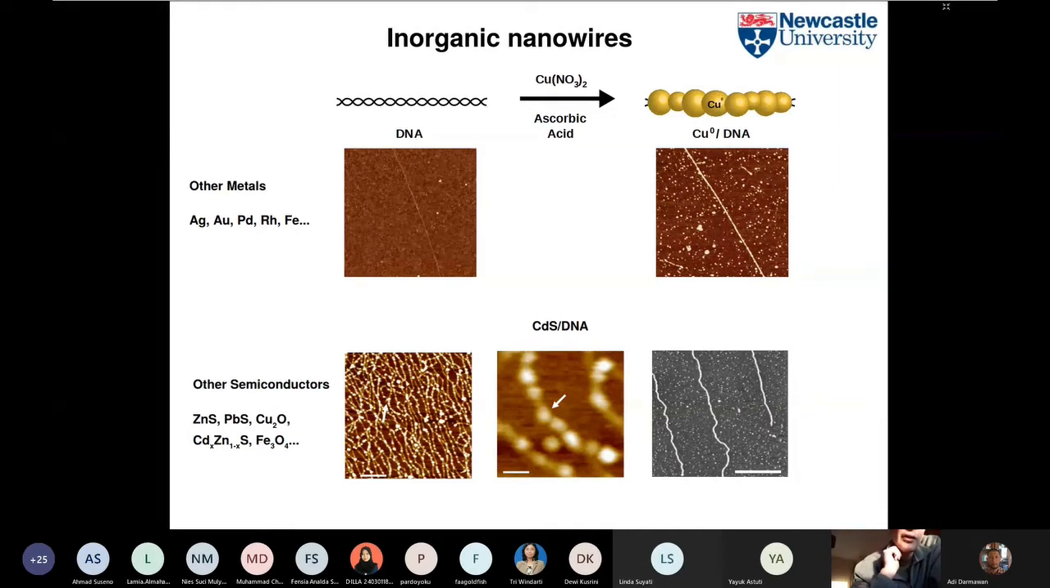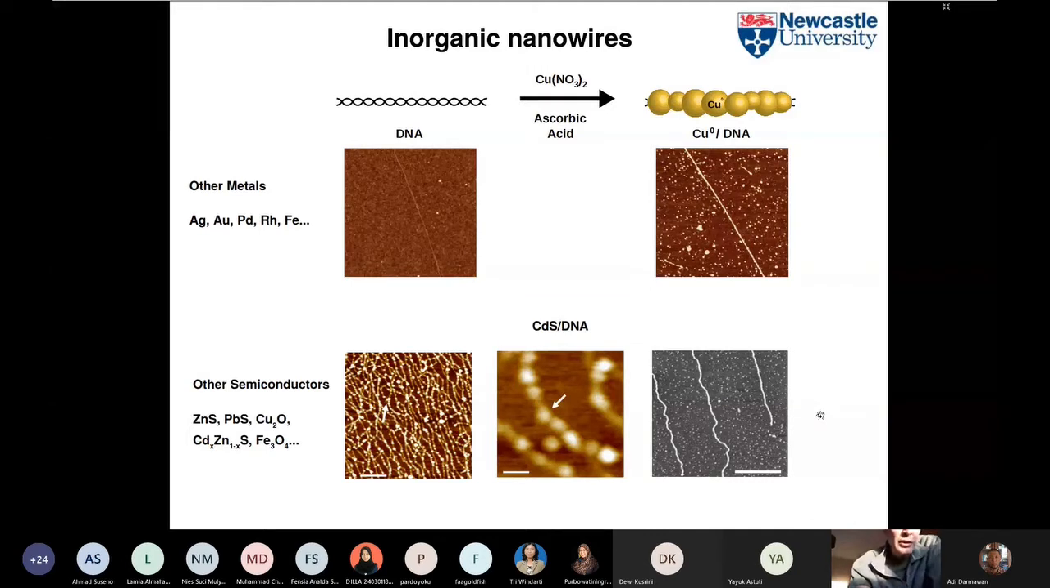It's much thicker, and so the height appears much larger in AFM, and it's a relatively long, smooth nanowire, and you can study its chemical composition by X-ray photoelectron spectroscopy and other techniques and confirm it really is copper metal. You'll also notice that there are some particles of copper metal that have formed off the template and have just precipitated on the surface.